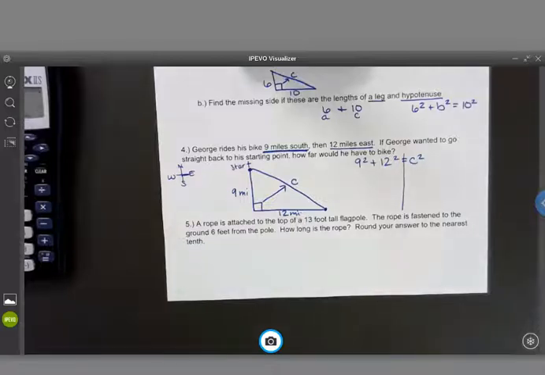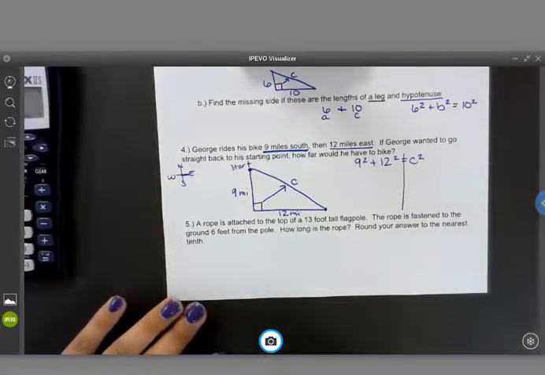All right, number 5. A rope is attached to the top of a 13-foot tall flagpole. The rope is fastened to the ground 6 feet from the pole. How long is the rope? Round to the nearest 10.